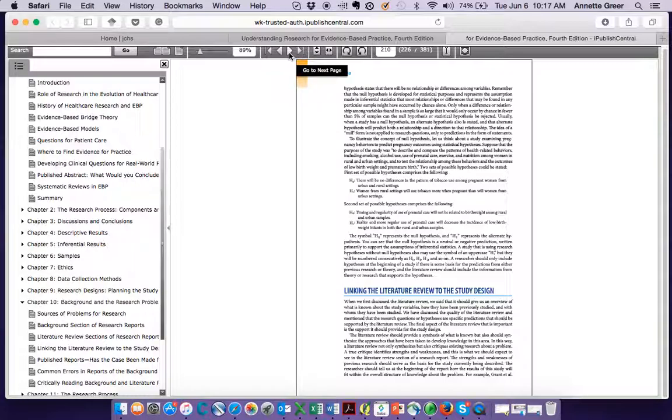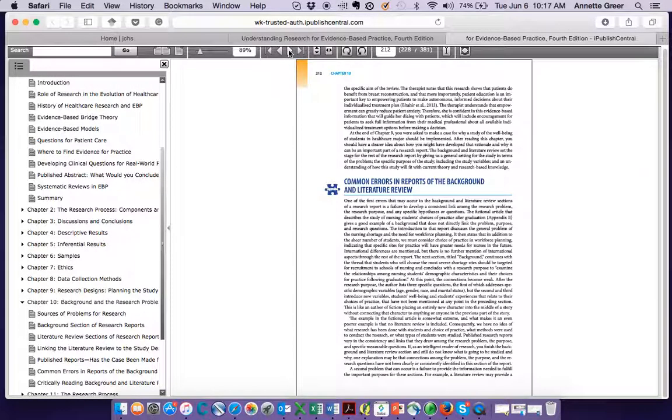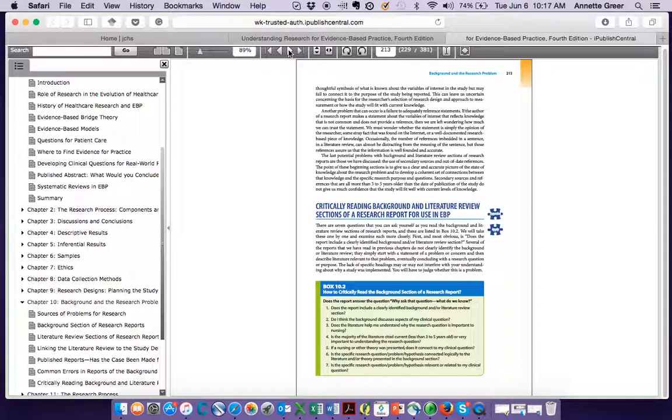Linking the research review to the study. If you're reading all these chapters like you are supposed to, then you should be able to carry out your project to a huge degree already. It gives you guidelines on how to critically read the background section of a report. It asks the question, what do we know? So understand that.